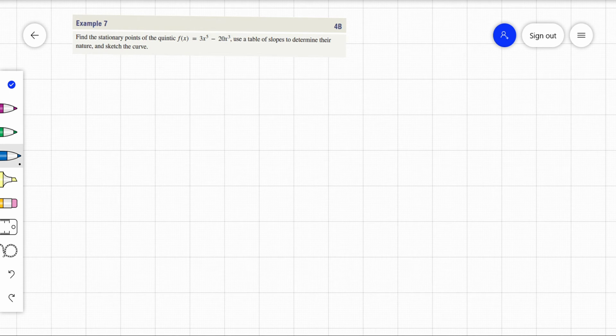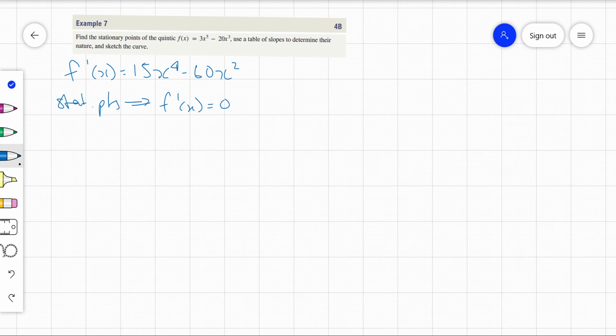Alright, so here we've got to find the stationary points again and sketch the curve, and it wants us to use a table, which is a little annoying. So usually if it's easy to find the double dash, we won't bother doing a table, but let's practice here. So if I differentiate, I get 15x to the 4 minus 60x squared, and I know for stationary points, that is where my f dash of x equals 0.